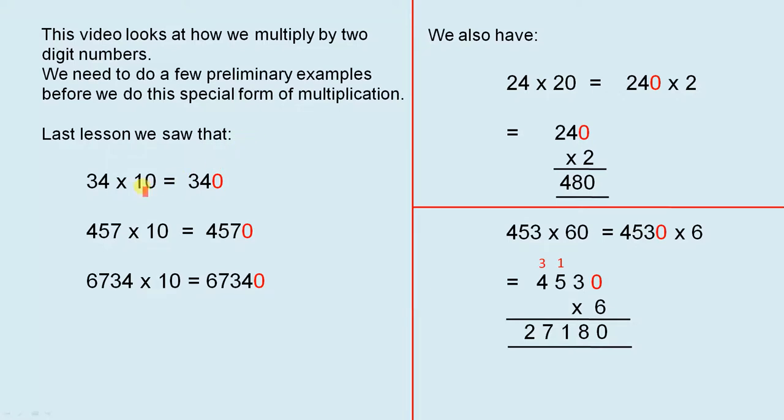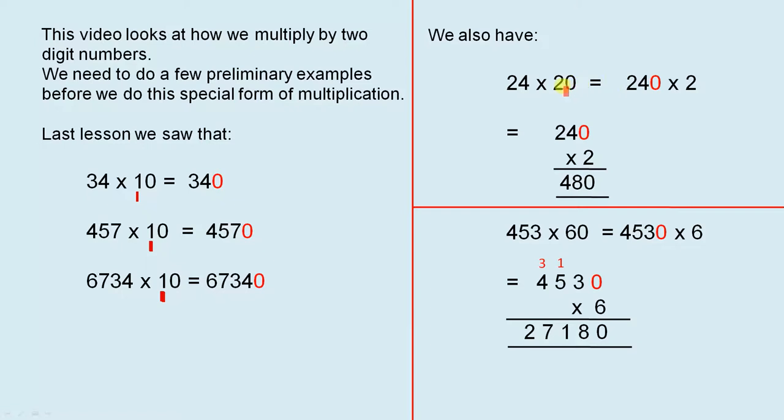Last lesson we saw that 34 times 10 was 340, 457 by 10 is 4,570. We just add the zeros to the end, and 6734 by 10 is 67340. So when you have ones here like that, see the ones? Each of those ones there, and a zero after, you just add the zero at the end.